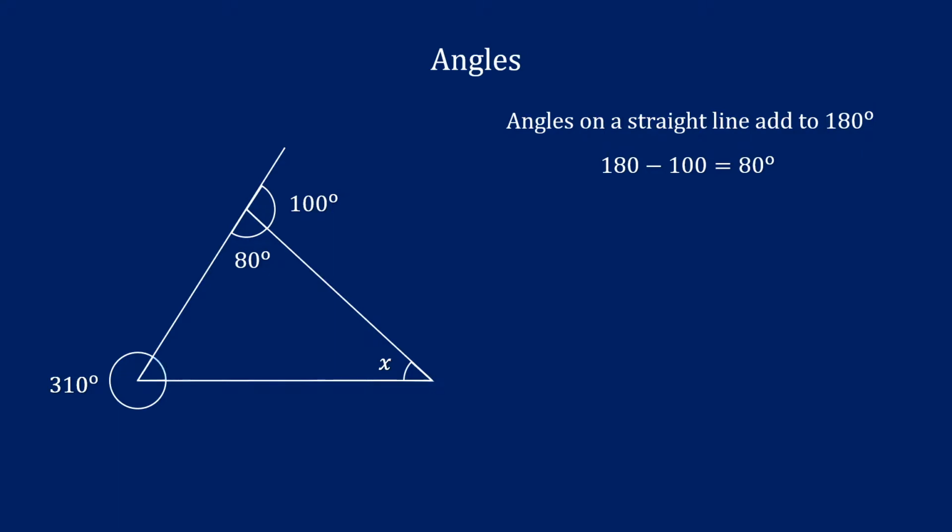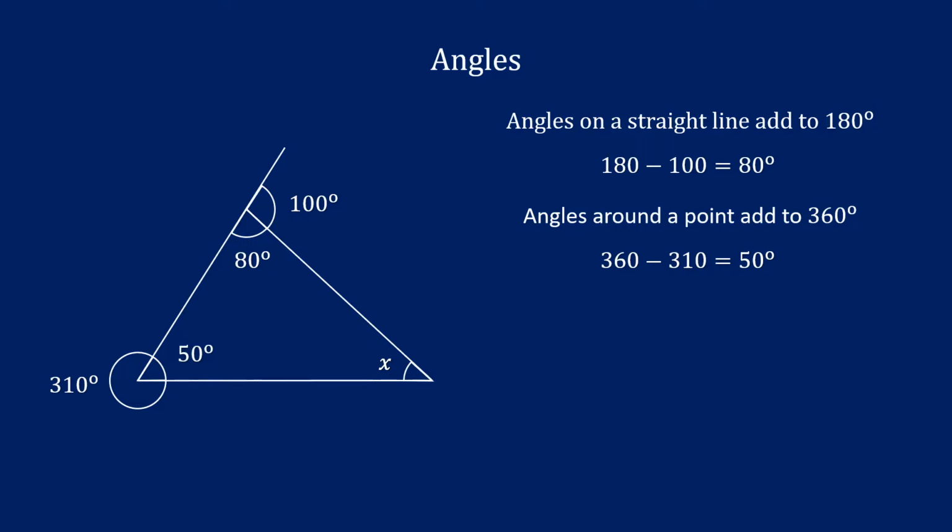So here we're going to find the angle on the bottom left. Which of the 4 angle facts can we use to find that angle? We're going to use angles around the point add to 360. Cool? So that means that 360 minus 310 has to be equal to 50, because 360 minus 310 is 50, and we got our second angle. We got 2 angles now.